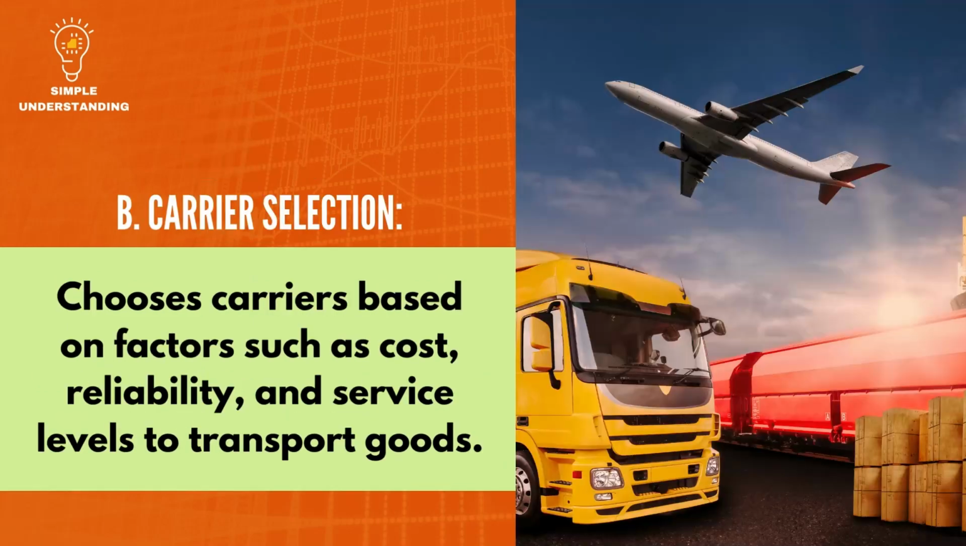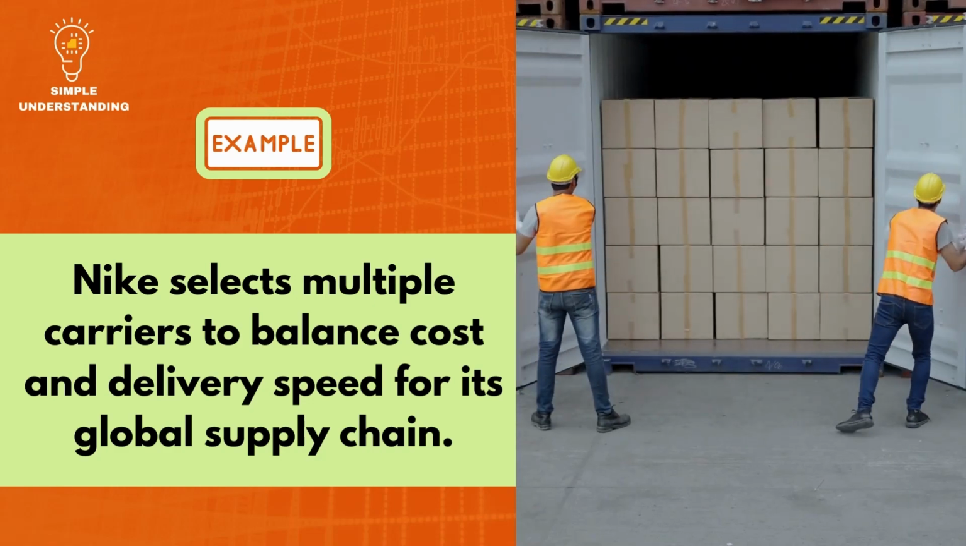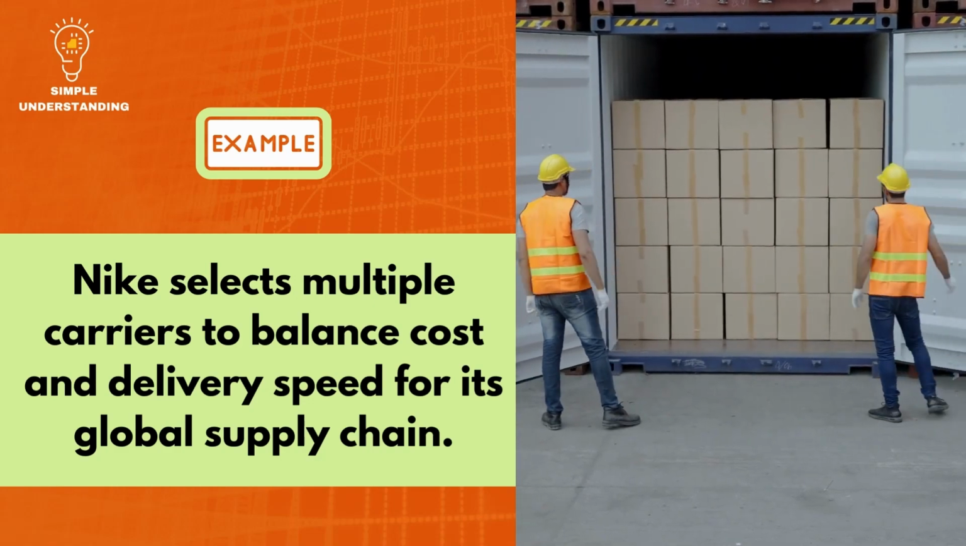B. Carrier selection. Chooses carriers based on factors such as cost, reliability, and service levels to transport goods. Example: Nike selects multiple carriers to balance cost and delivery speed for its global supply chain.